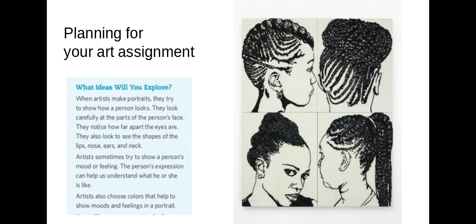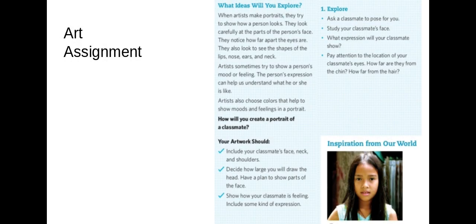When artists make portraits, they try to show a person's looks. They look carefully at the parts of the person's face. They notice how far apart the eyes are. They also look to see the shapes of the lips, nose, ears, and neck. Artists sometimes try to show a person's mood or feeling too. The person's expression can help us understand what he or she is like. The artist also chooses colors that help to show mood and feelings in a portrait. And we can see some more artwork here by McLean Thomas, this drawing of different perspectives of a person.